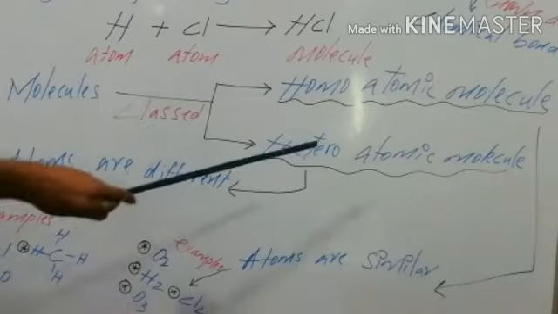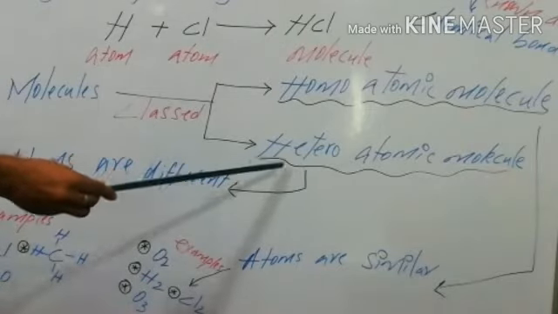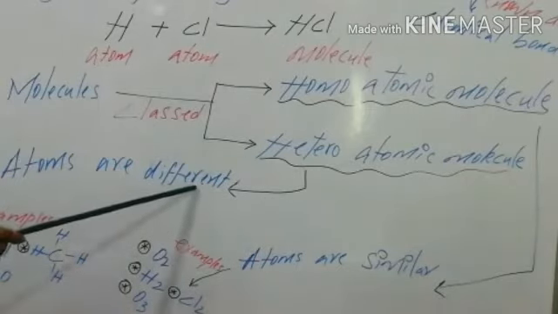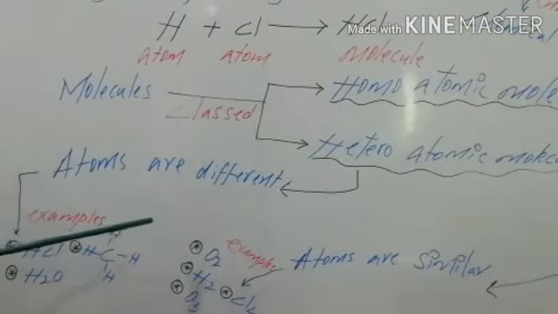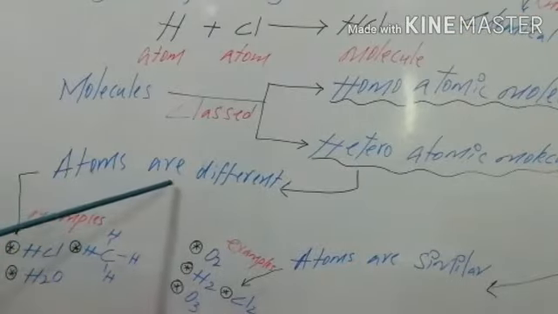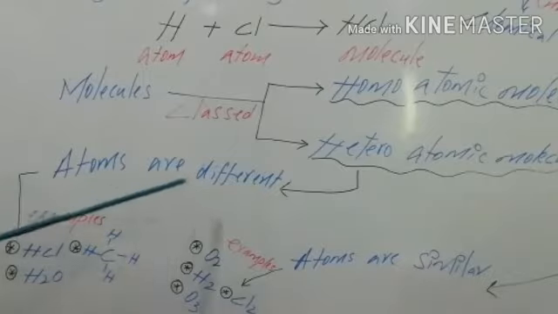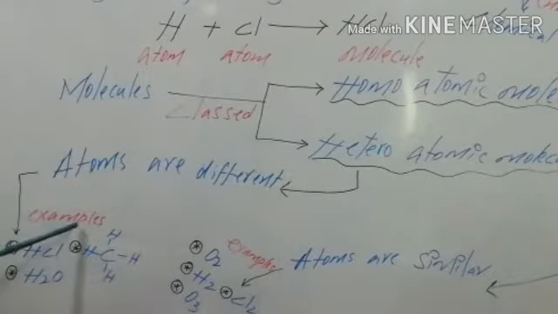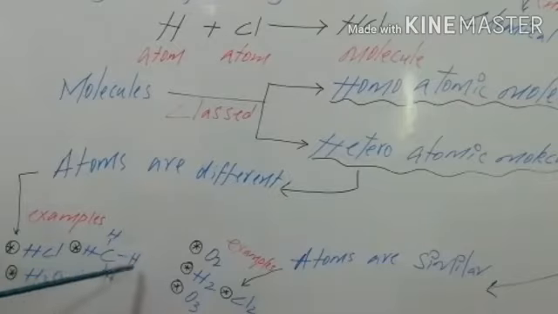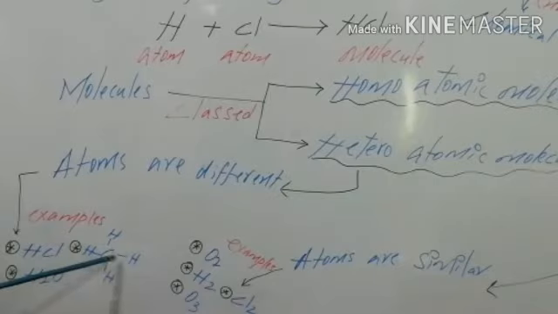Heteroatomic molecule. In these molecules, the atoms are different, or else different atoms are combined together to form a molecule. That is a heteroatomic molecule. Example: HCl, hydrochloric acid. It contains hydrogen and chlorine. Water, two hydrogens and one oxygen, and here the atoms are different. Methane contains one carbon and four hydrogens, so the atoms are different.